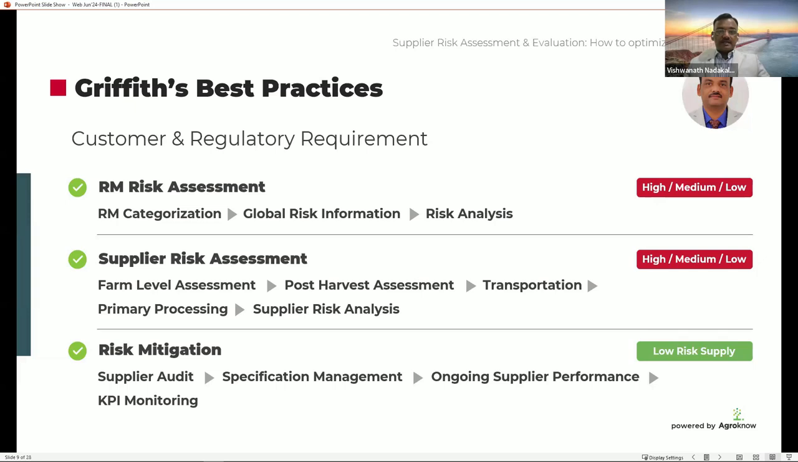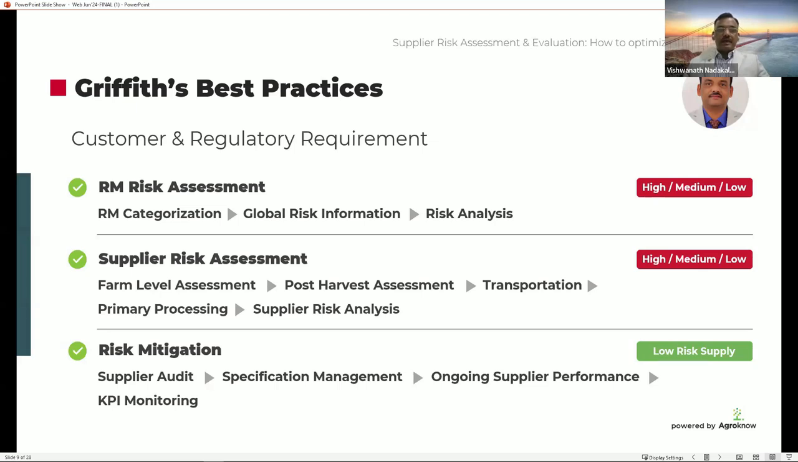So the same is the case cascaded down the line, like post-harvest and then transportation or storage or in the primary process. Also looking into the certification program like GFSI scheme or any HACCP or ISO 22000 or any other kind of certification program, and the HACCP program and other control measures implemented at supplier level. Taking all those into account, we'll have to do the supplier risk analysis in respect of the particular raw material categories or individual ingredient, and then arriving at whether these are high, medium, or low.